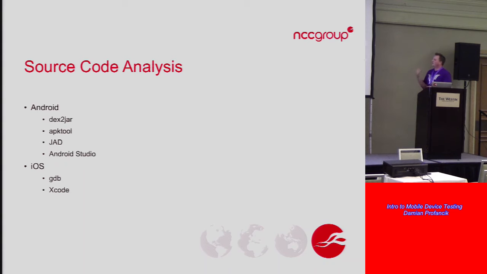On Android, if you don't have the source code available, then you can actually download the APK. It's just basically a jar file. You can reverse it and get back to the source code and then read through the source code that way.